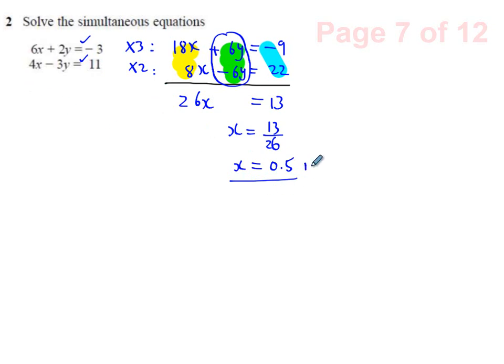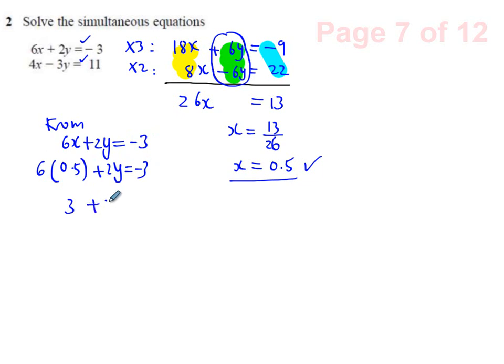Then I use any of these equations to work out my value of y. Because I've got x, I must now find y. So from 6x plus 2y is equal to minus 3. 6 times half, because x is half, plus 2y is equal to minus 3. So half of 6 is 3, plus 2y is equal to minus 3.